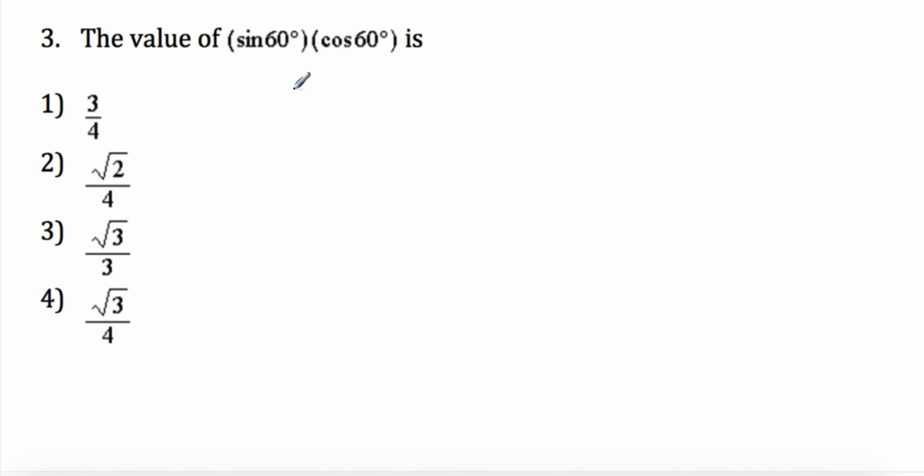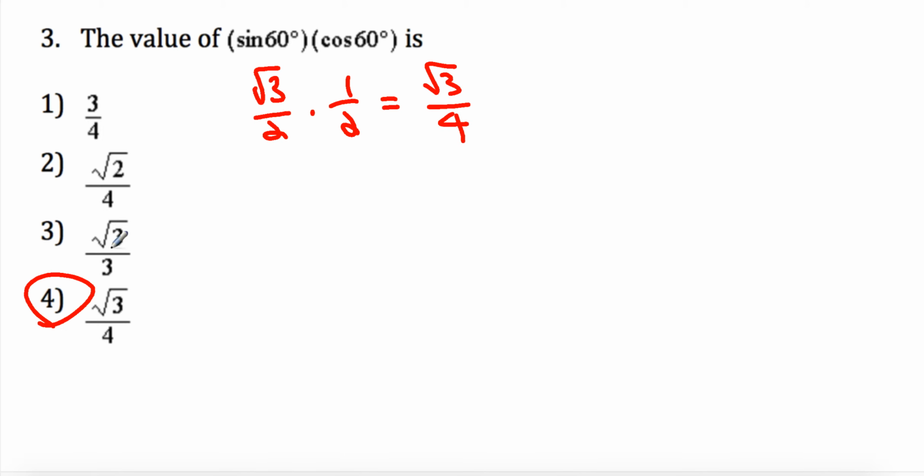Now in this case, what are we going to do? What's the sine of 60? That's right, it's radical 3 over 2. And then cosine of 60, that's 1/2. So once you multiply them, we get radical 3 over 4, which is choice 4 becomes our answer.